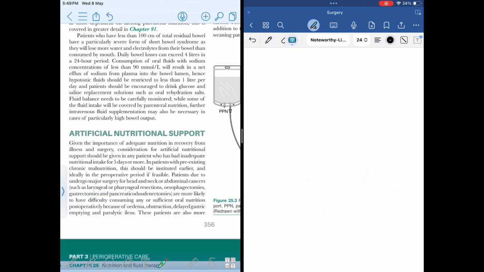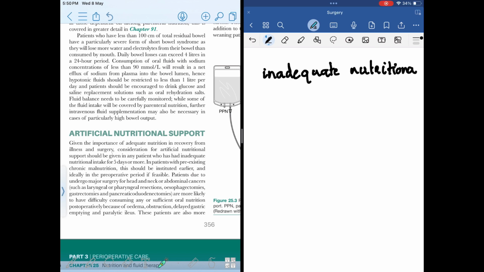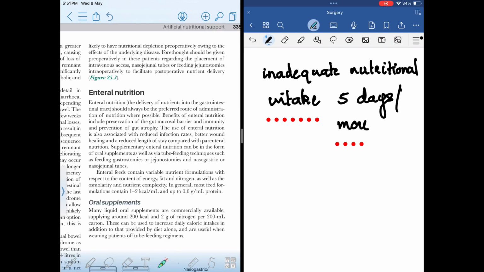So now we're going to talk about artificial nutritional support. In what patients do we give artificial nutritional support? We all know that it is in patients who have difficulty consuming any or sufficient oral nutrition. So artificial nutritional support should be given in any patient who has had inadequate nutritional intake for 5 days or more.